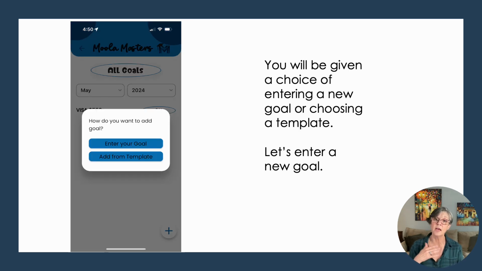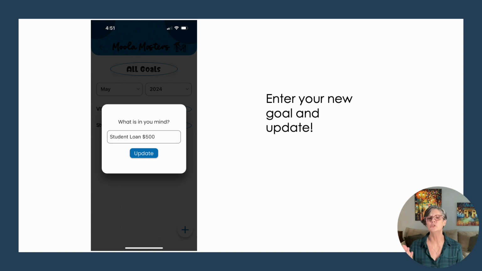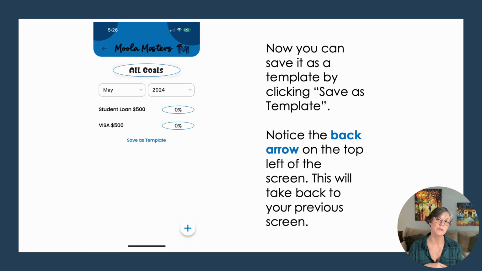When you do that, you'll have the option of entering a new goal or using a template. Let's just enter a goal. So go ahead and type it in with the dollar amount and click update. If you think you're going to use these goals for a future month, you can just save this as a template and use it later. I'd also like to point out the back arrow at the top left side of your screen. That'll take you to the previous screen, and that'll be on all of the different pages.